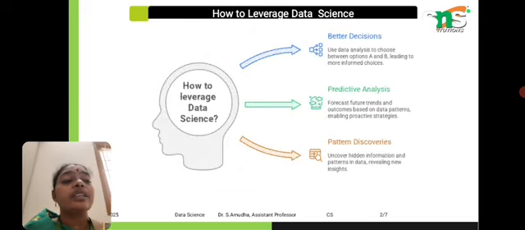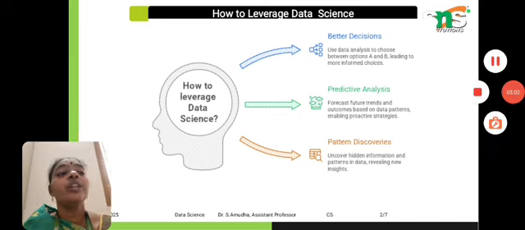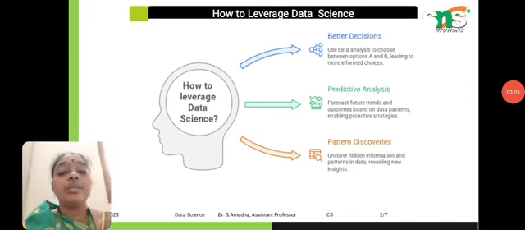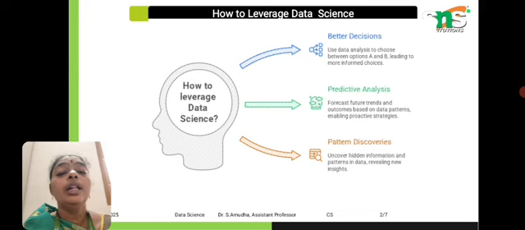And then pattern discovery uncovers hidden information patterns in data and reveals new insights. For example, website data has unstructured data. Three kinds of data are available: structured data, unstructured data, and semi-structured data. Structured data means predefined data is available, with a data type and field name, and based on that we insert data. For example, an integer type field only accepts integer values.